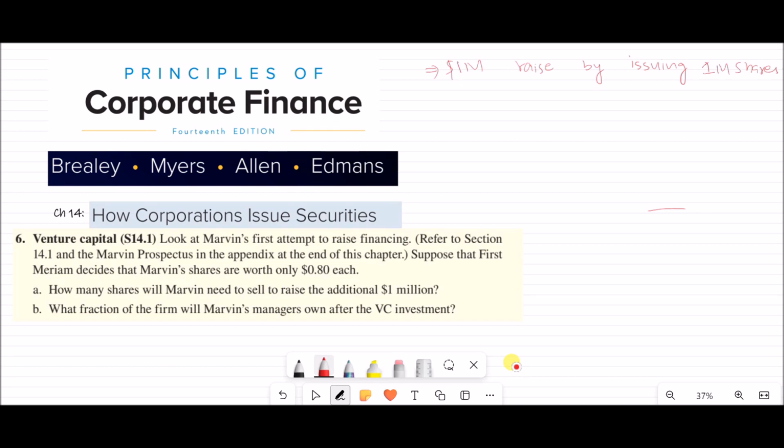Suppose that first Miriam decides that Marvin's shares are worth only 0.8 each. So share price is 0.80 dollars. So in the first attempt, the share price was $1 because we raised $1 million by issuing 1 million shares. Now Miriam thinks that Marvin shares are worth $0.80 or 80 cents. So the first requirement is how many shares will Marvin need to sell to raise the additional 1 million.